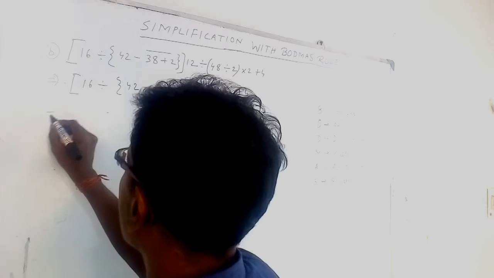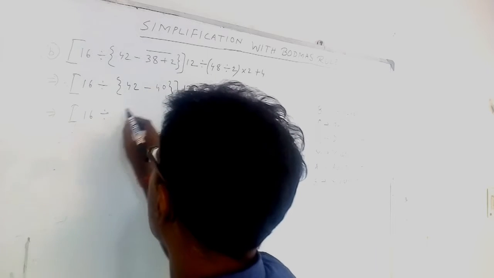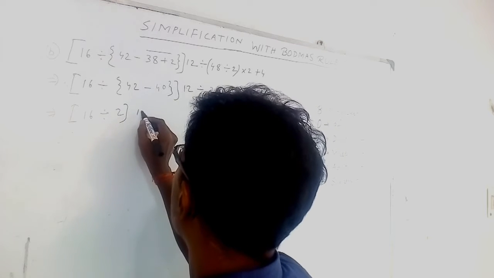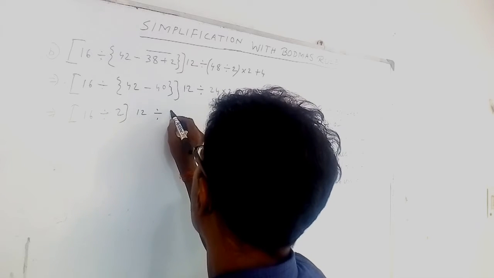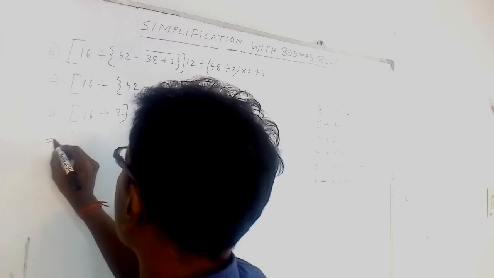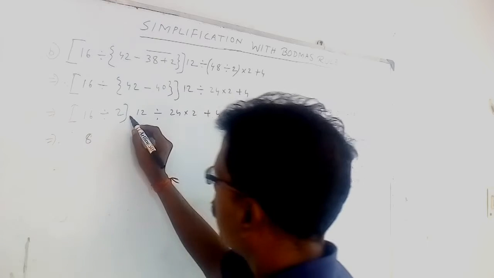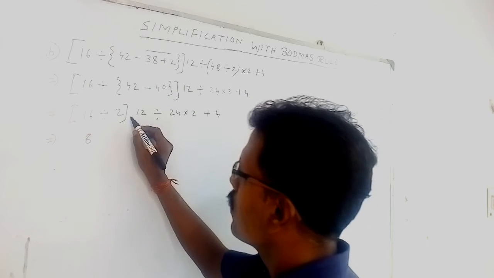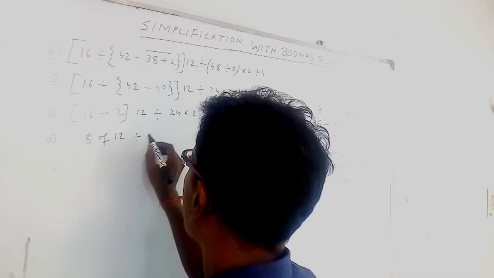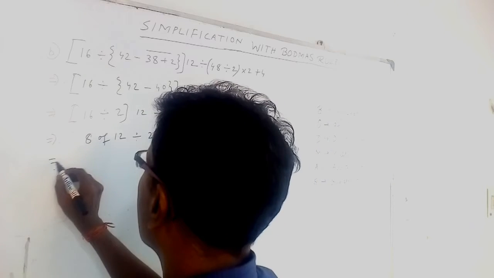Now in the third line: 16 divided by 42 minus 40, that is 2, 12, 24 into 2 plus 4. Next line: 16 divided by 2, that is 8, and here there is no sign, which means it is of. So 8 of 12, divided by 24 into 2 plus 4.